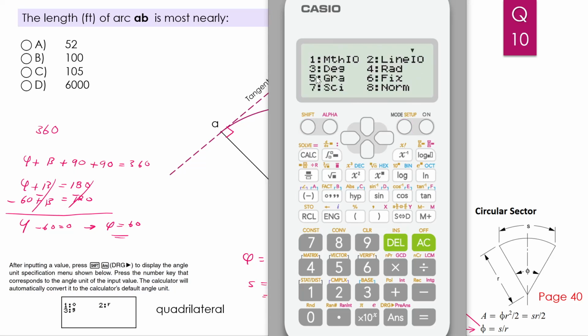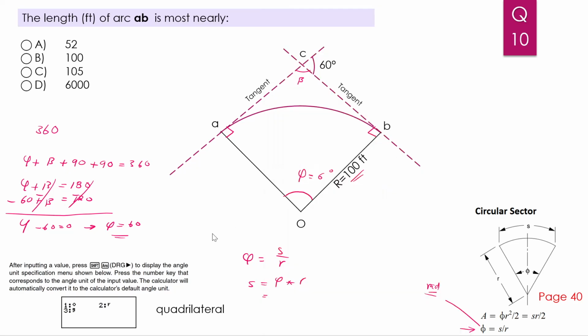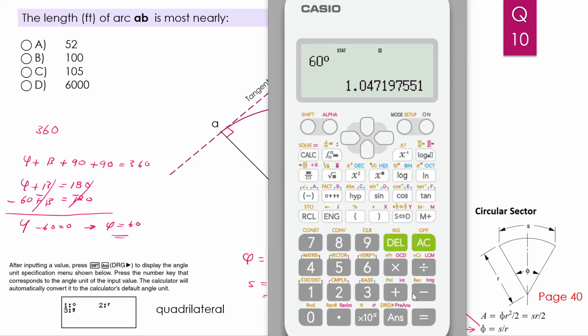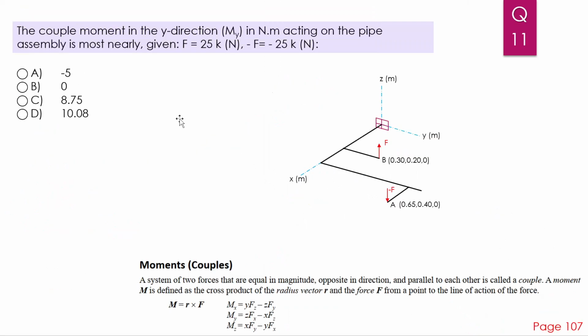If you go back and put it in degrees, and press equal, you have it in degrees. Okay, so let's send it back to radians, which is number 4. So it's 1.047. We multiply it by R, which is 100. And the answer is 104.7, which is 105.